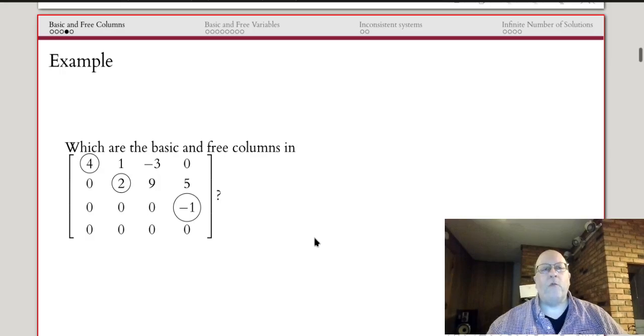So in this matrix, which columns are basic and free? Basic columns are 1, 2, and 4. I messed that up. 1, 2, and 4. And the free column is 3.